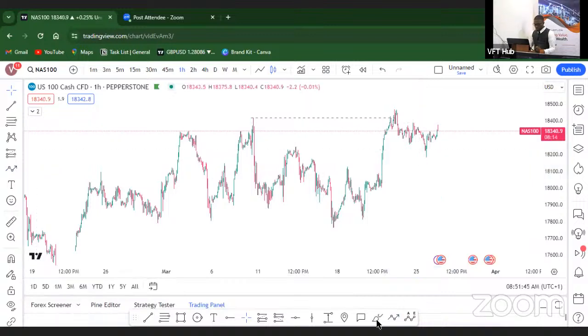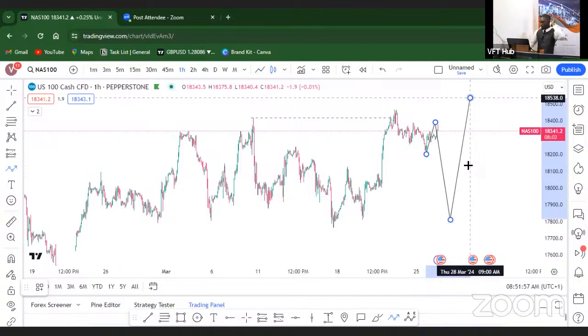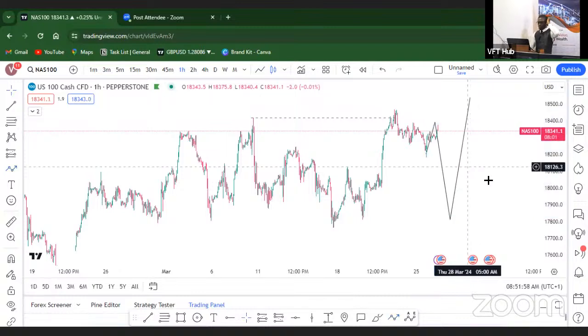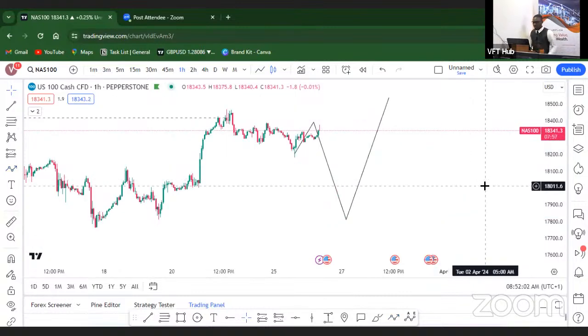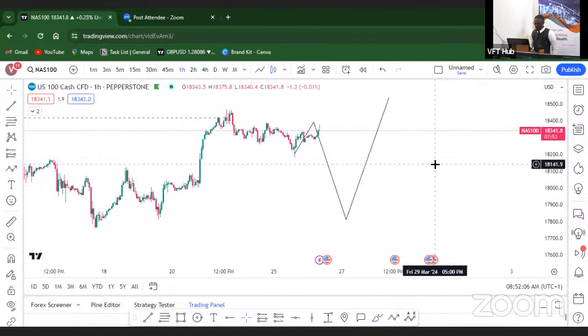So I'm looking at price going to take out this guy, this structural liquidity here, and then sell off, take out this structural liquidity, and then continue to the upside. Right? I'm looking at this happening. If it does happen, fine and good. That would be interesting.